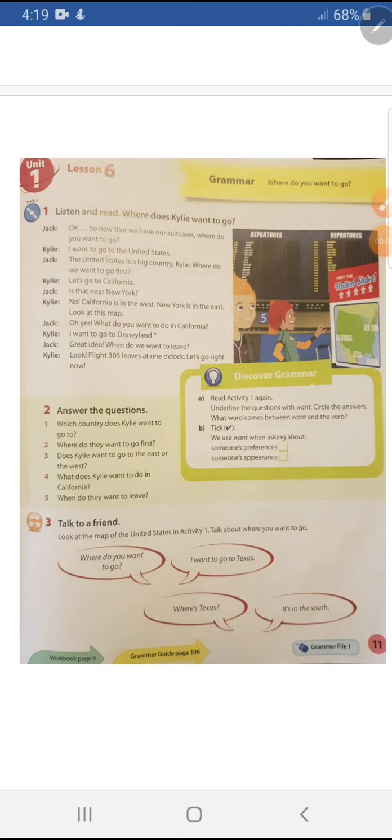Today we are going to take lesson 6, page 11. So, what can we see here in this picture? We can see Jack and Kylie, also a map. This is the map of the USA, and Jack and Kylie are in the airport. So let's read the dialogue between Jack and Kylie to know more details. Follow with me. Listen and read.